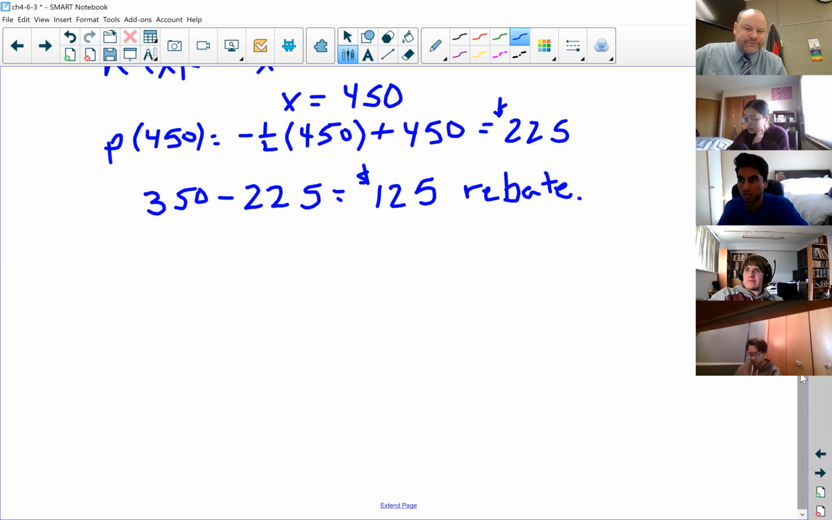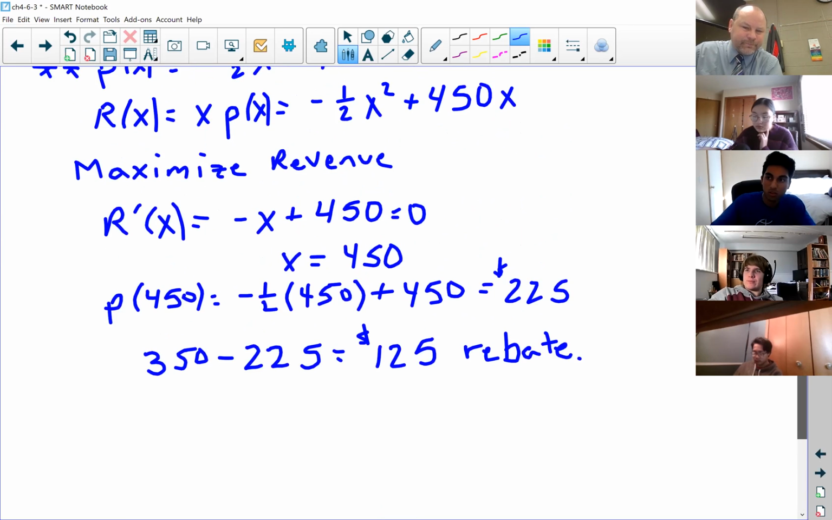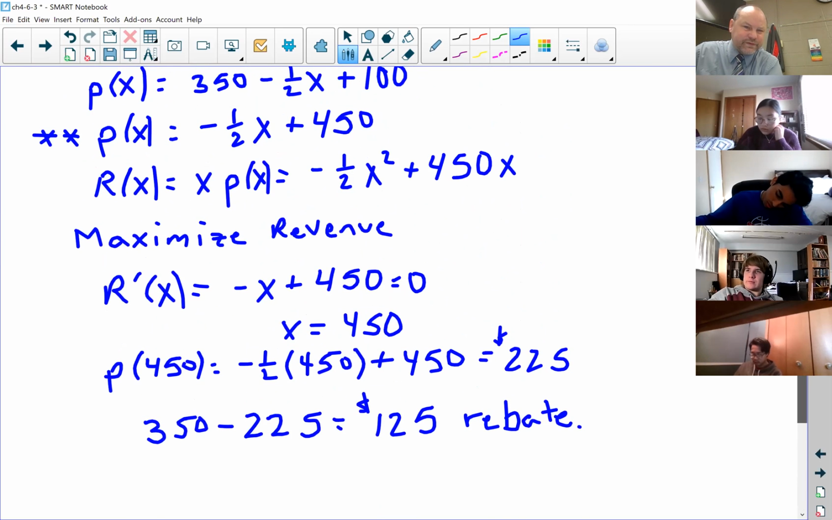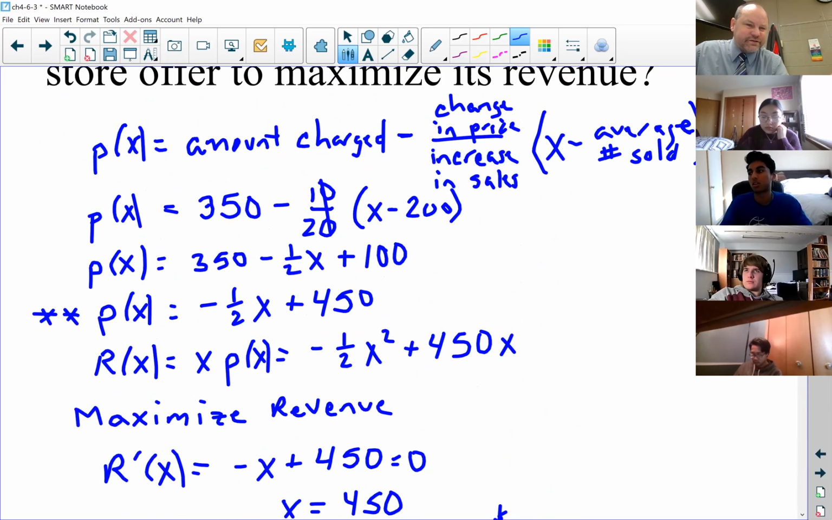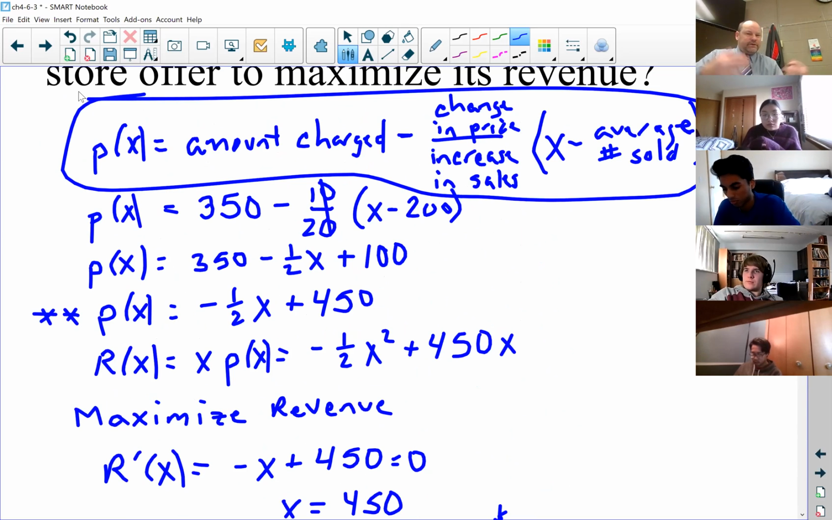Questions on that one? There's a lot going on in that problem. So one of the big takeaways from this problem is actually this demand function, that we can use this general setup for any situation. So hint, hint, you'll need it for your homework.